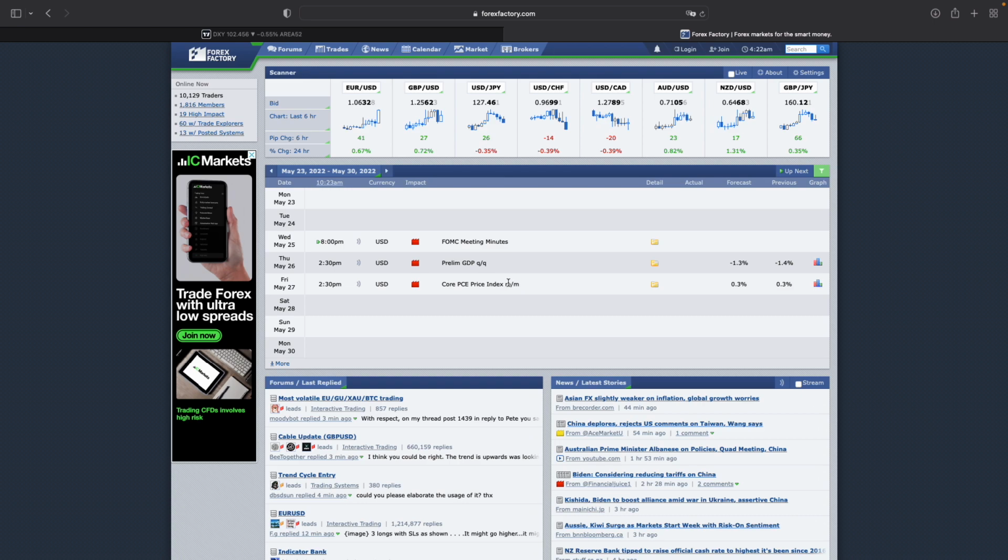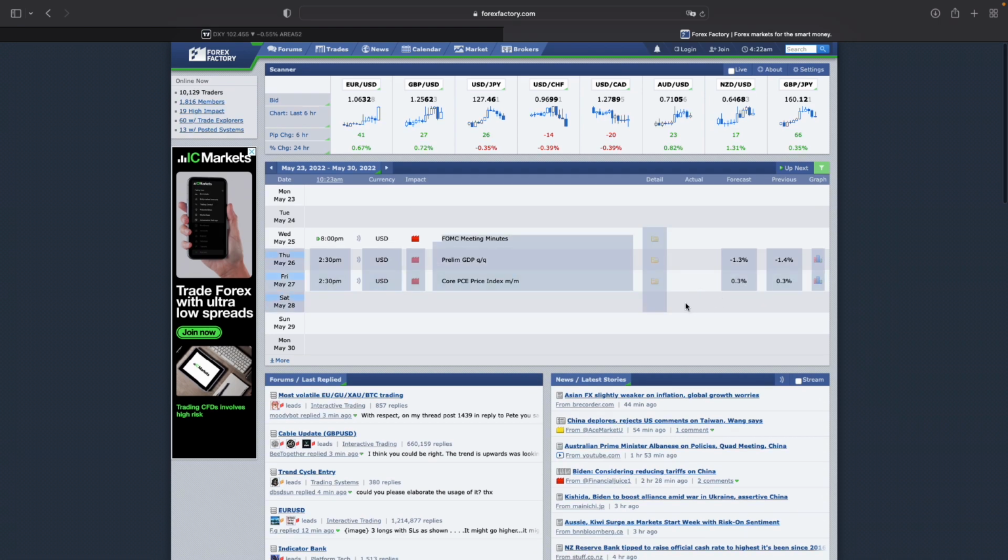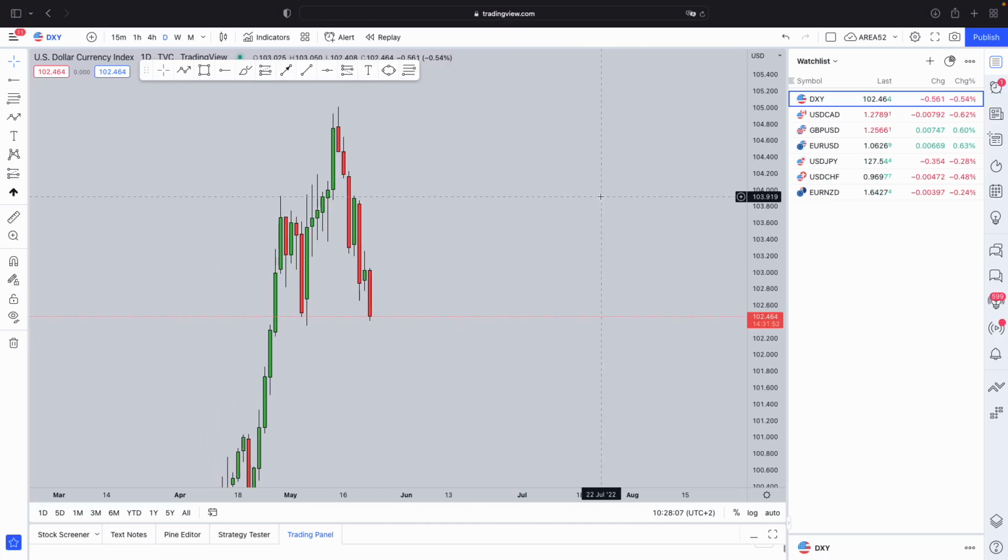Then we also got the core PCE price index that's being released on Friday for the dollar index. And also, if you don't know what that is, it's basically the index used to measure prices paid by consumers for goods and services without the volatility caused by movements in food and energy prices, to reveal underlying inflation trends as well. So that's basically what it is. That's the core PCE. And the good thing about this is this data is only getting released in the second half of this week, which is going to give us some good opportunities to make use of this market here as well.